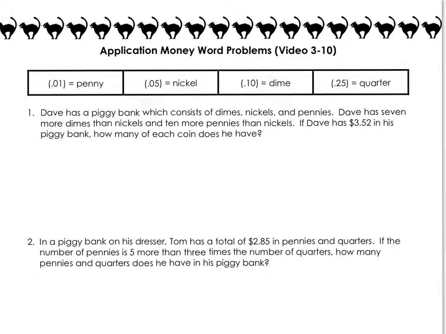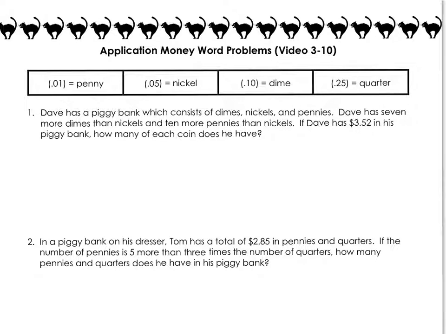So all we're going to do here is we're still going to have let statements, and we're going to be writing equations based on the information that we read in the word problems. We're just going to have to consider how much each coin is worth. So let's look at a couple examples.